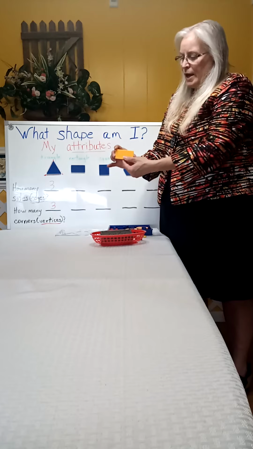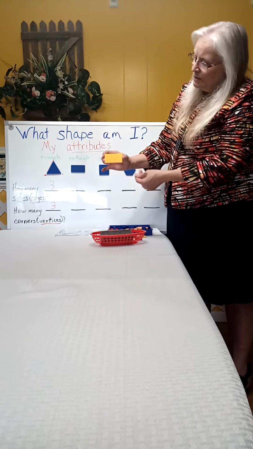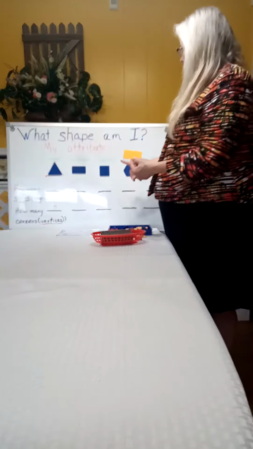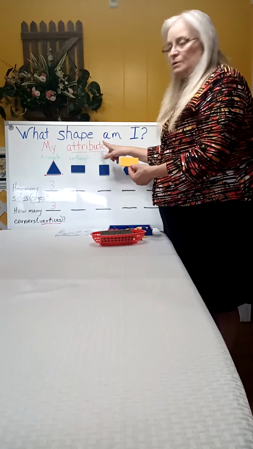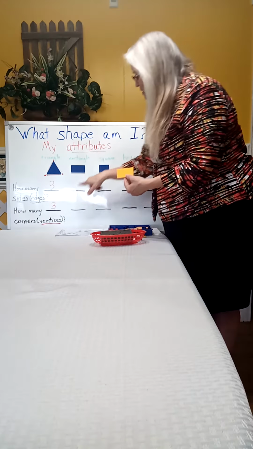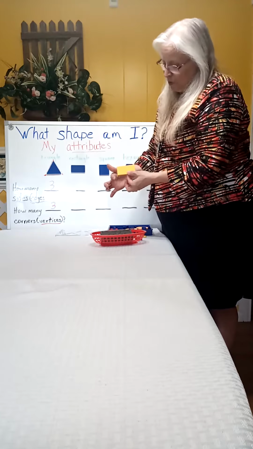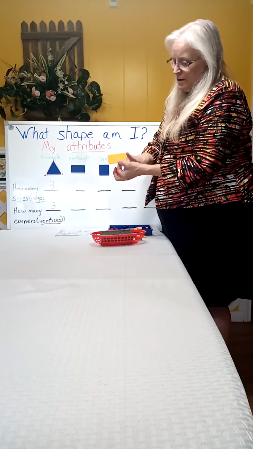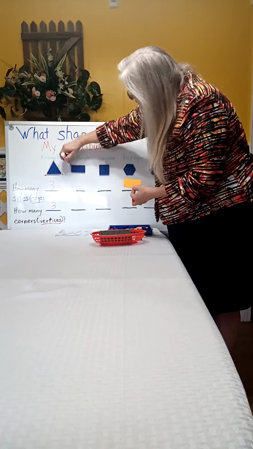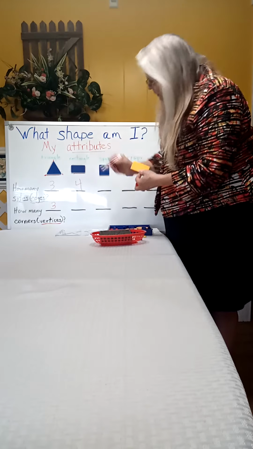There we go. Make sure it has the long edges and the short edges. We're going to talk about that in just a moment. Rectangle. So, our question is what attribute does the rectangle have? How many edges does the rectangle have? We have 1, 2, 3, 4 edges. All right.